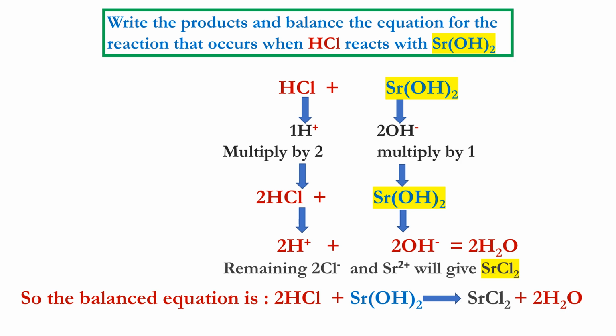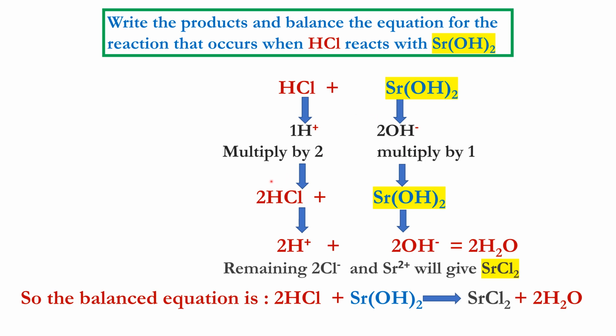Let's look at another example. If you are asked to write the products and balance the equation for the reaction between HCl and strontium hydroxide, the first thing you do is count the number of hydrogen ions. Here it is 1, because we have just one hydrogen. You count the number of OH ions. Here it is 2, because we have OH2. So H plus and OH minus are not balanced. We need to balance both.